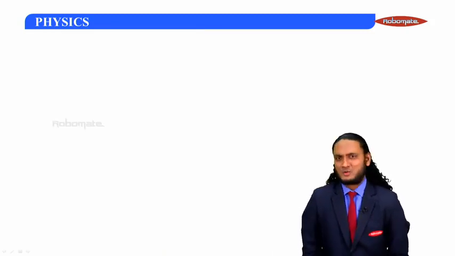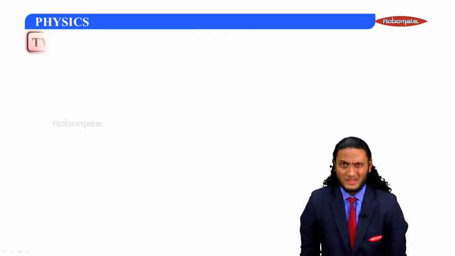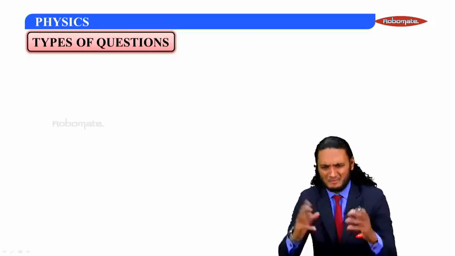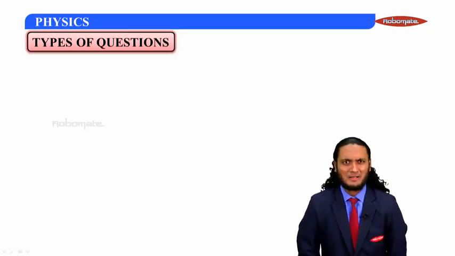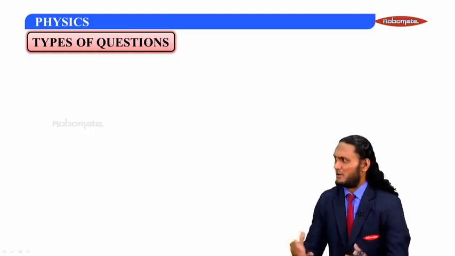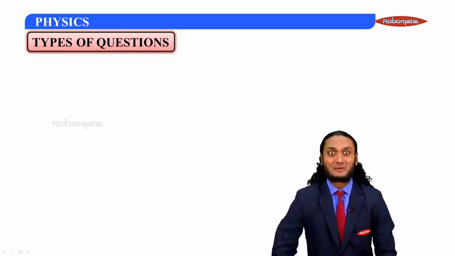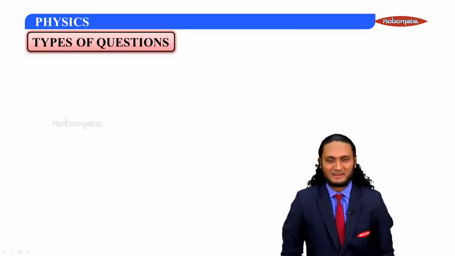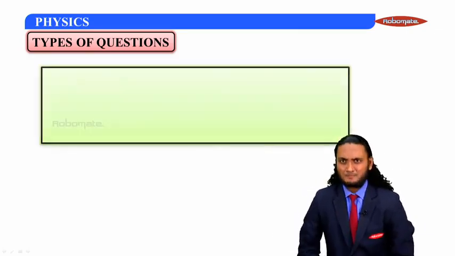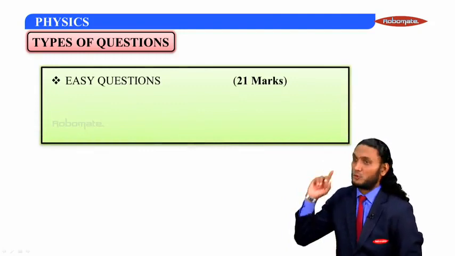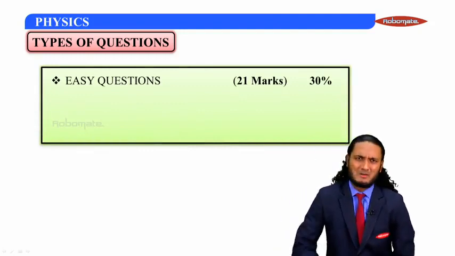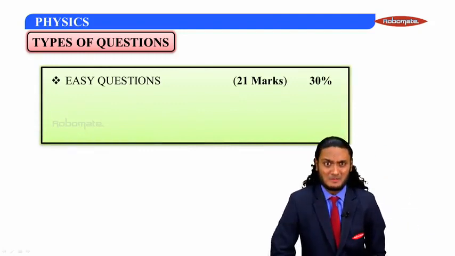Now let us move on. Now students, next I'm going to discuss with you the types of questions. You might be thinking, oh, physics paper, how many easy questions? How many average questions? How many hard questions? Don't worry, I will clear it. Students, in the physics paper, easy questions will be of 21 marks. 21 marks is 30% of the paper.